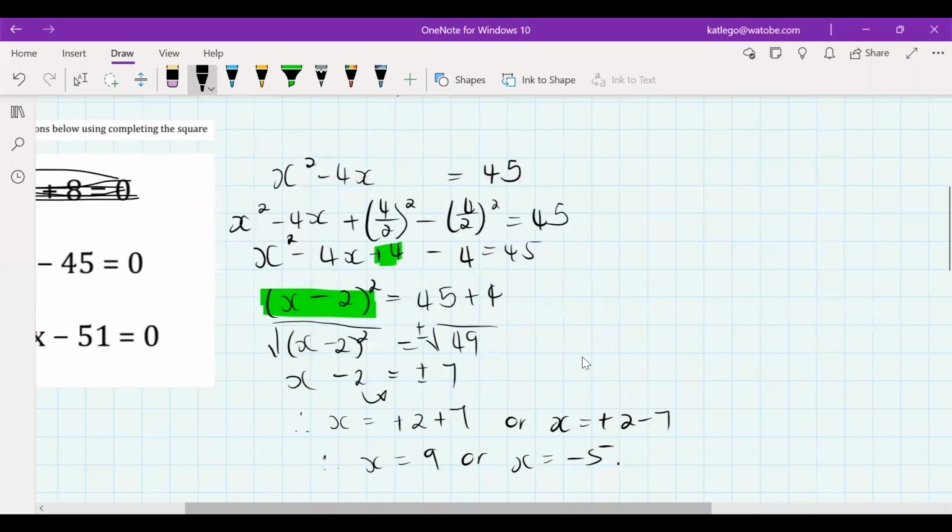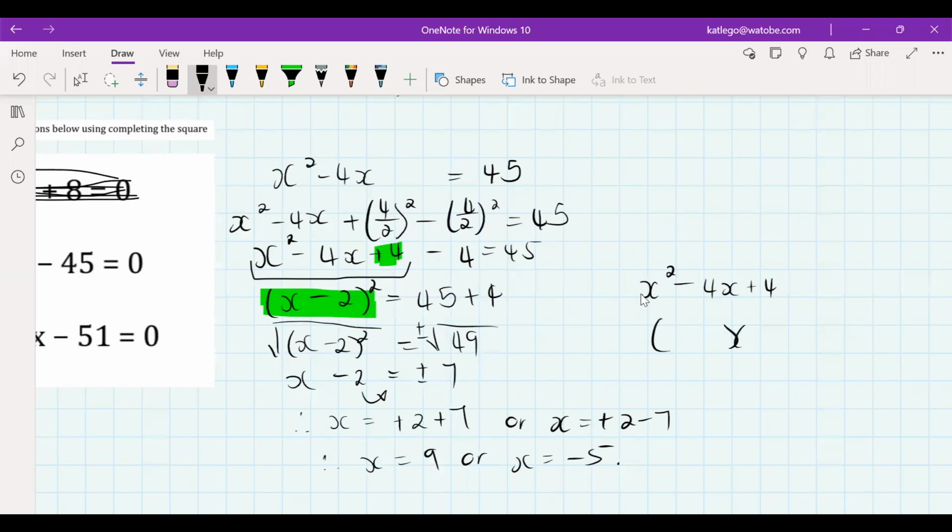Someone says, why did we square root? And someone says, where is x minus 2 squared coming from? X minus 2 is coming from factorizing this part over here. Remember, if you have x squared minus 4x plus 4, then I have 2 brackets, right? It's going to be your x and your x. This tells you that it's the same symbol on both, and this tells you that it has to be negative, negative.